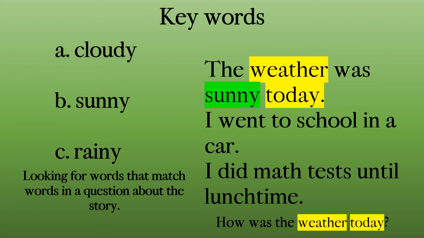So what's our answer? Is it A, cloudy, B, sunny, or C, rainy? Well, you already know because you found it using your key words from the question. The answer is sunny. Key words. These are the words that you must find when you are reading stories and then have questions about the story. They are important. Some words here are not important, like I or a or did. These do not tell you the answer. Okay, right. Let's carry on.